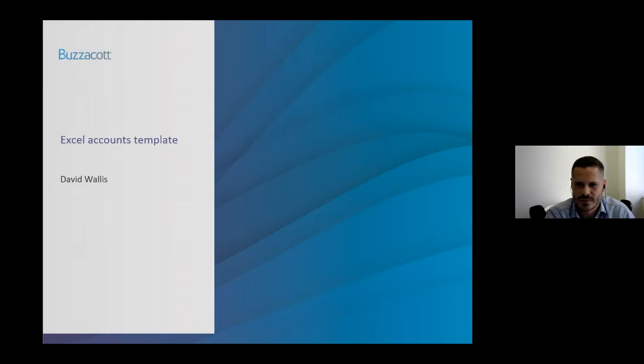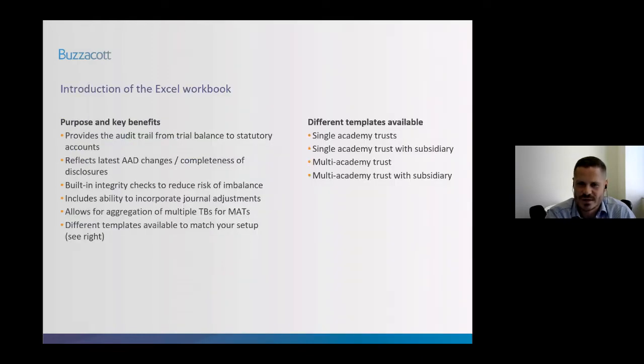So on the first slide, we've set out some of the key benefits of using our template. And there are actually multiple templates that we have available, including ones that can be used by single Academy trusts, ones for multi-Academy trusts, and even those for Academy trusts with subsidiaries where a group consolidation is required. And there are two key reasons for using these templates.